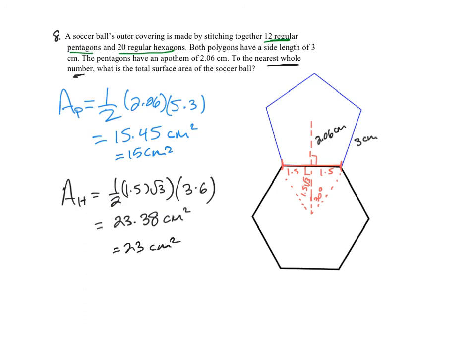So now my total surface area, let's call it SA. SA equals, so again, I have 12 regular pentagons and I have 20 regular hexagons. So 12 times 15 plus 23 times 20. So my surface area is approximately 640 centimeters squared.